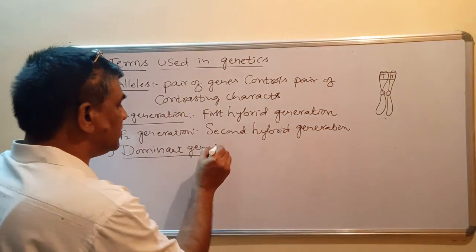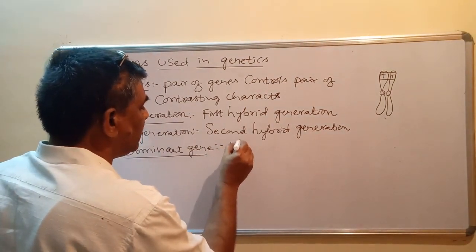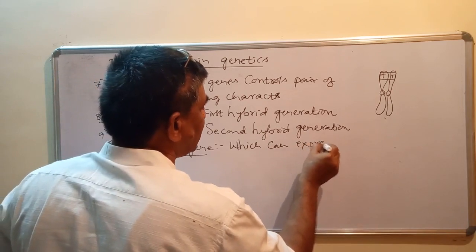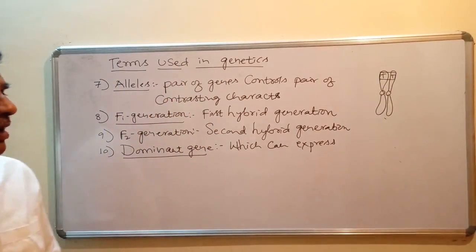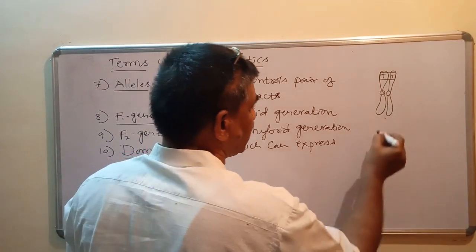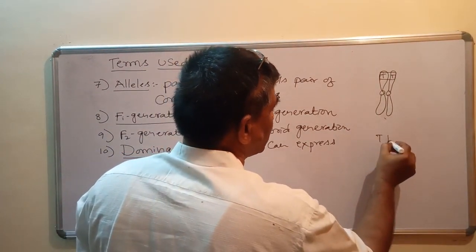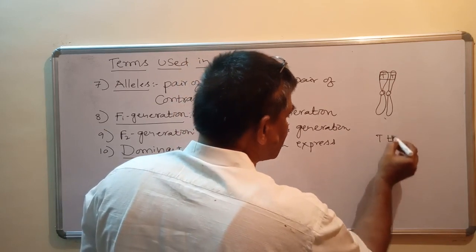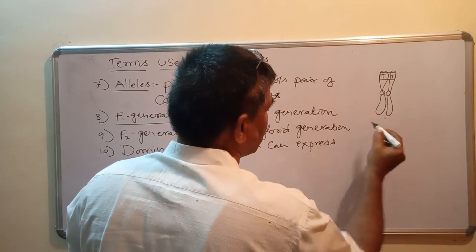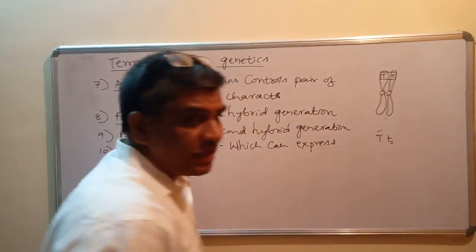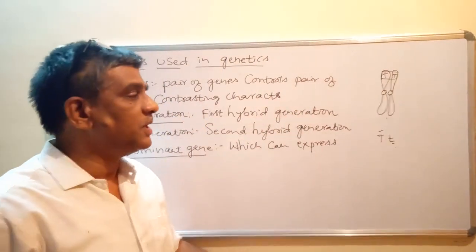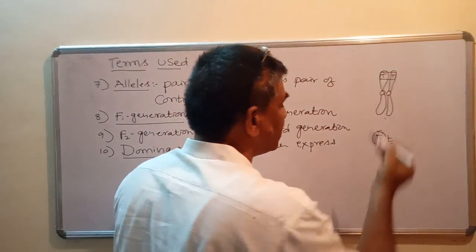But here, a dominant gene is the gene which can express in the presence of another gene. It should express in the presence of another one. Say, for example, capital T is a gene, small t is another gene. In this pair of genes, the gene which expresses is called the dominant gene. Suppose capital T is expressed in the presence of small t, then capital T is called a dominant gene. And if small t is expressed in the presence of capital T, then small t becomes dominant. But generally, dominant is represented by a capital letter.